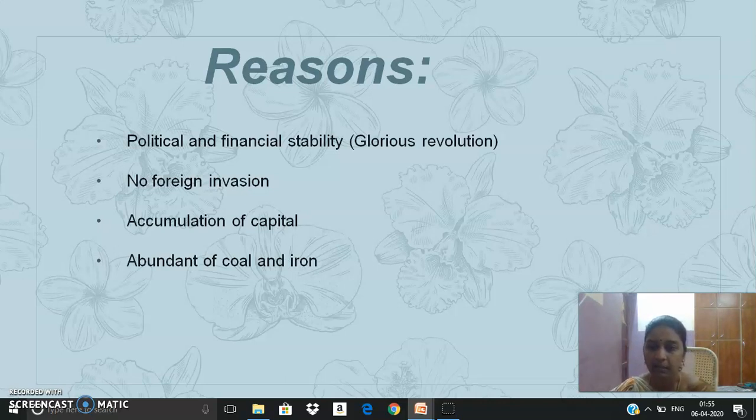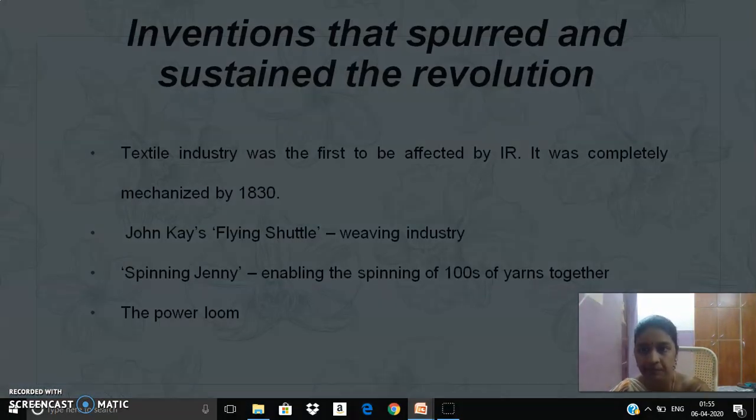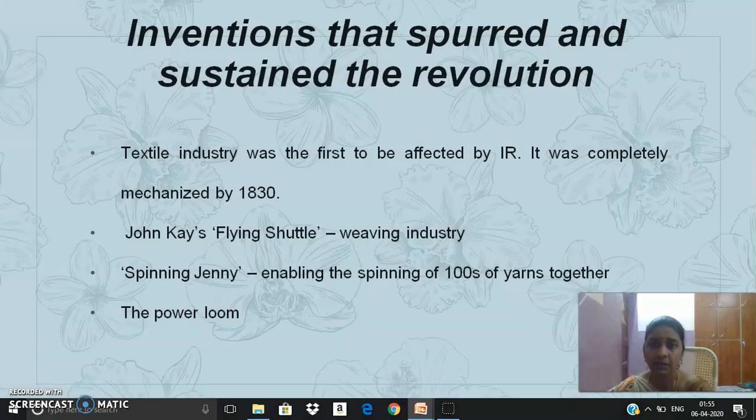Another important reason was that England had fertile soil, which was abundant in coal and iron. Because of all this conducive atmosphere that prevailed in England, it spurred the invention of a lot of machines and other innovative tools that helped merchants to make their work faster.